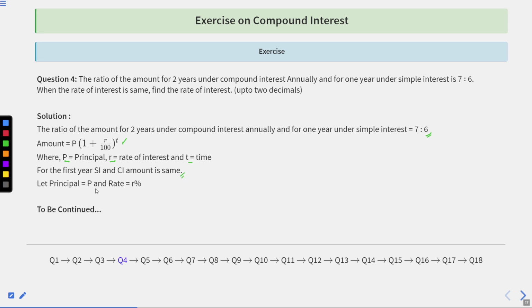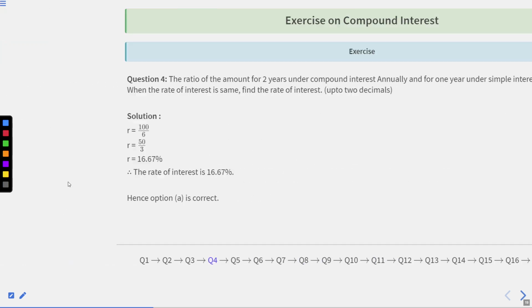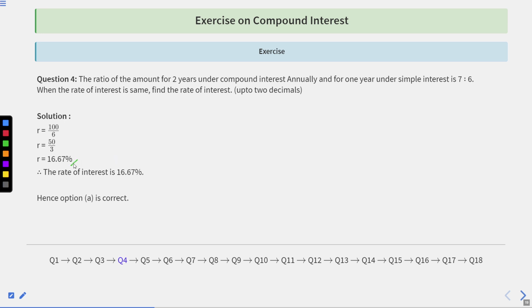So let the principal be P and R be the interest rate. According to the question, P times (1 plus R upon 100) whole square upon P times (1 plus R upon 100) to the power 1 is equal to 7 upon 6. So it will be 1 plus R upon 100 equal to 7 upon 6, and R upon 100 equal to 1 upon 6. So R is equal to 16.67%. Therefore, the rate of interest is 16.67%. So the correct option here is option A.